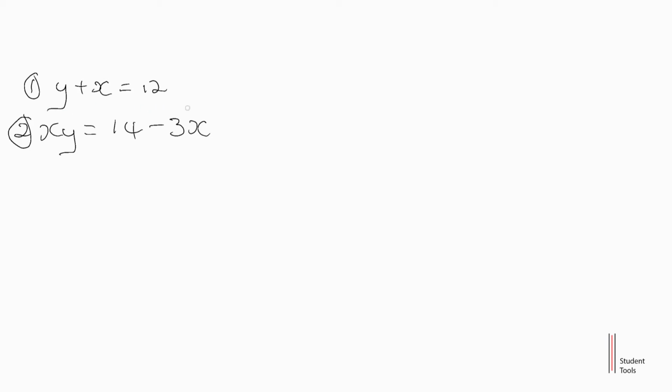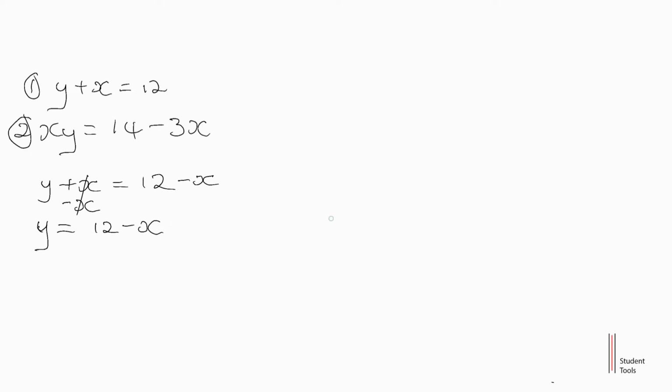So we'll manipulate equation 1 and make y the subject of the formula. So we have equation 1 as y plus x equal to 12. To make y the subject of the formula, we will take x from the left hand side to the right hand side. So we'll do that by subtracting x and subtracting x on the right hand side as well. So we will have y, this one will be equal to 0, so equal to 12 minus x. So now we have y as the subject of the formula.